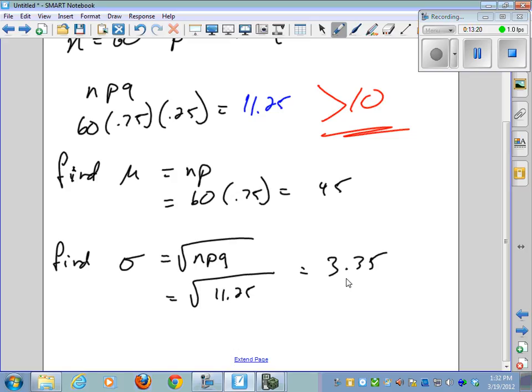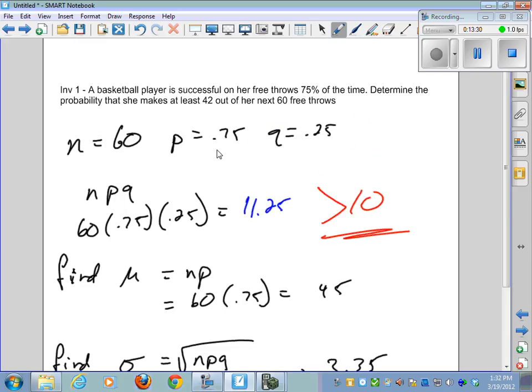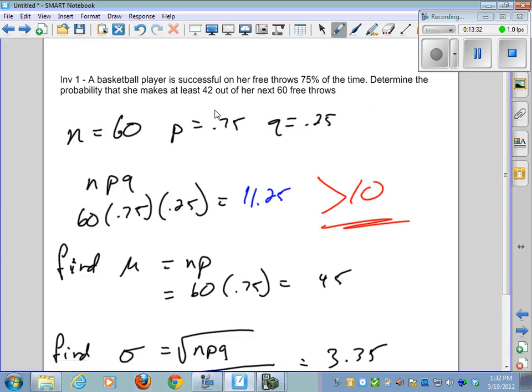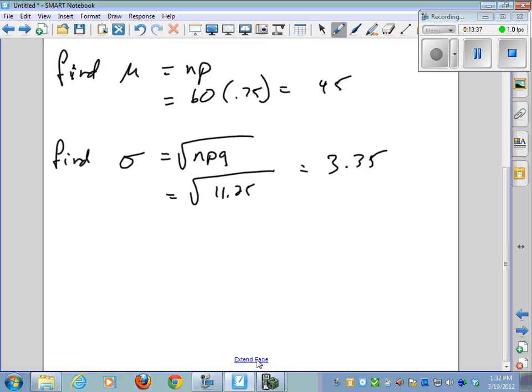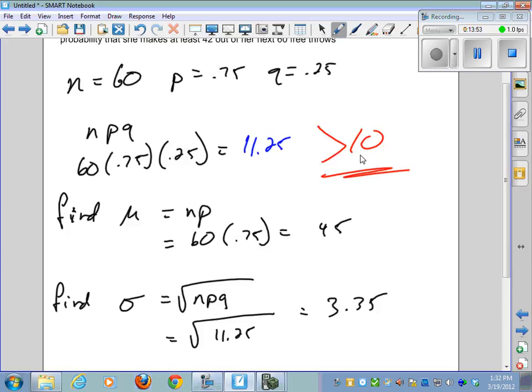And then from here we just do shade norm. That's all there is to it. Now the question actually says 42 out of 60, right? So we want to draw a picture. It's a shade norm question without the data. You have to come up with the mean and the standard deviation. You've got to create them. It's just an extension of what we've already done, with the only difference being you've got to make sure that this NPQ value is bigger than 10.